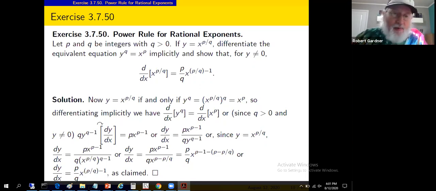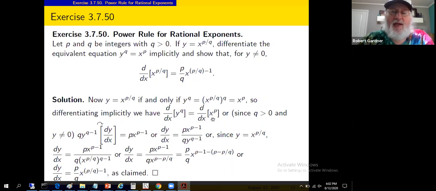That's what we're establishing. We've made a bold claim about how to differentiate x raised to any power. We've only established it so far for integers. Now we're establishing it for rational numbers, thus the rational exponents label on this. So we get y to the q equals x to the p. Differentiate both sides implicitly with respect to x. Are we okay on that?